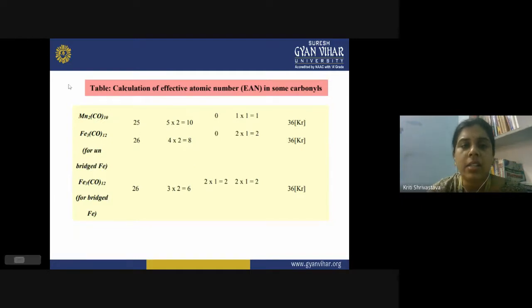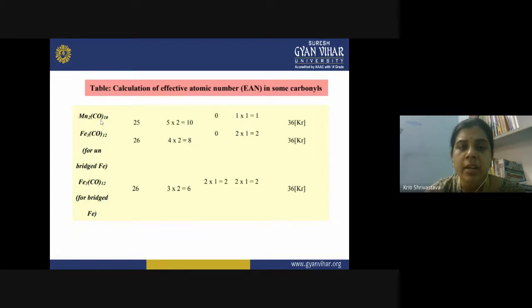Again, this calculation we have already performed in Fe3(CO)12. We have performed the calculation for the unbridged iron atom and for the bridged iron atom. So in the tri-iron dodecacarbonyl, we have one unbridged iron and two bridged iron. So we have already seen this calculation in the previous slides.